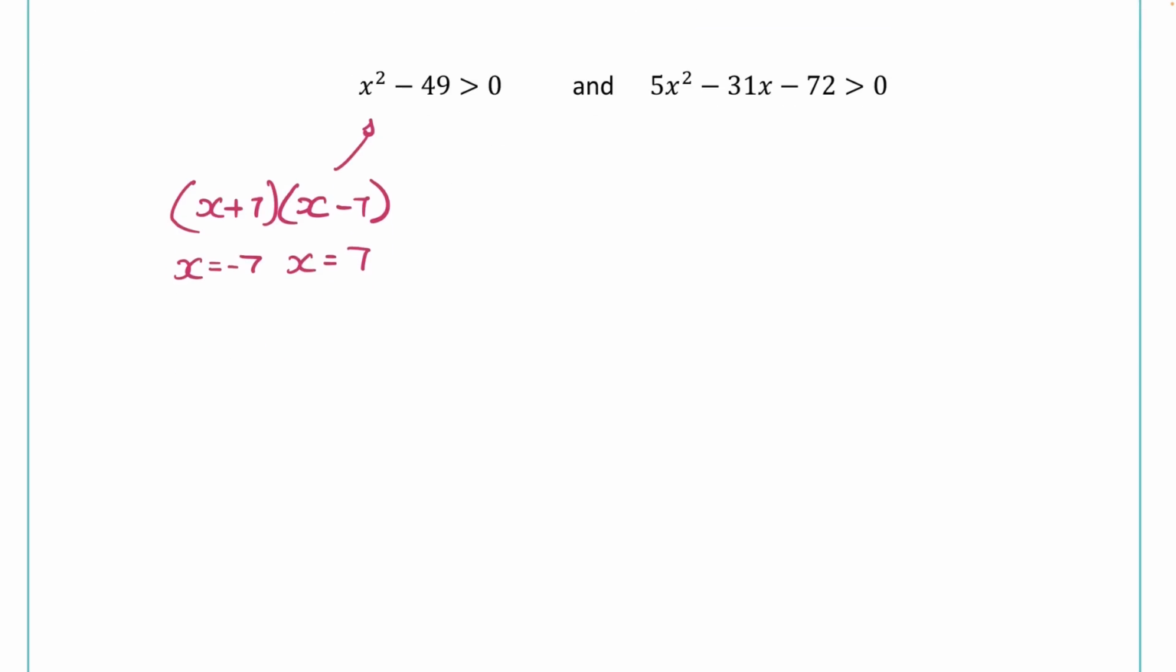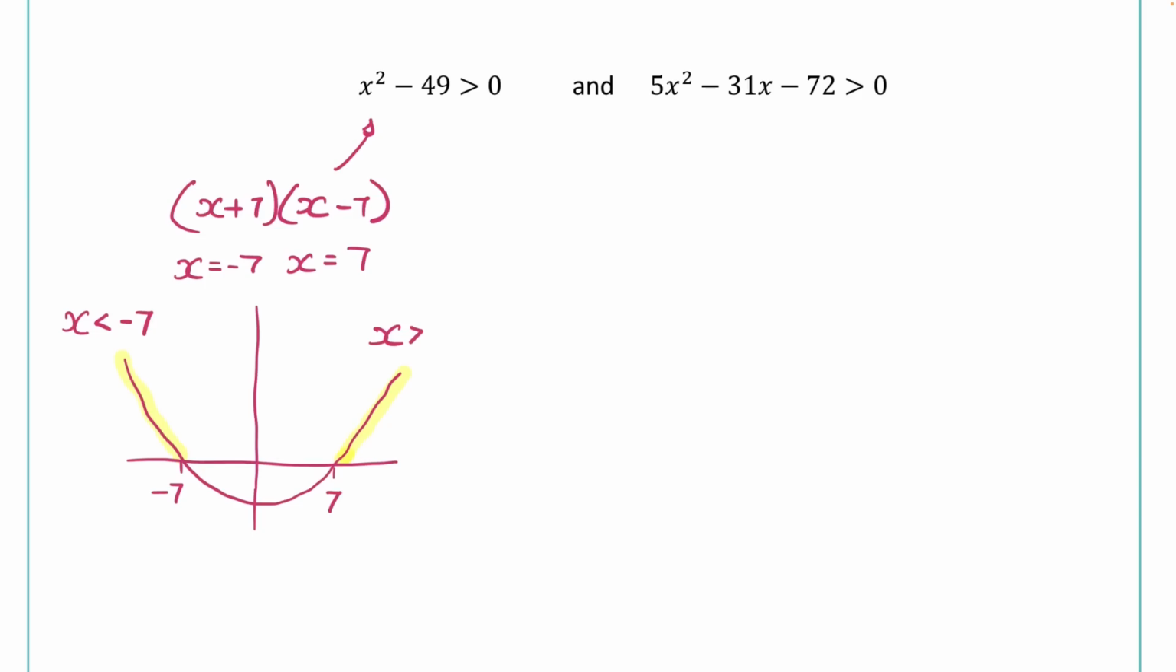Now for an inequality, of course, the best way is to draw a graph for this, just to envisage or imagine what it looks like. We have a positive and a negative solution, -7 and +7, and we're looking at greater than 0, which is above the x-axis. So we have two inequalities for this one. We have x is always going to be less than -7 over here, and x is always going to be bigger than 7 on the right there. So that's our first one done.